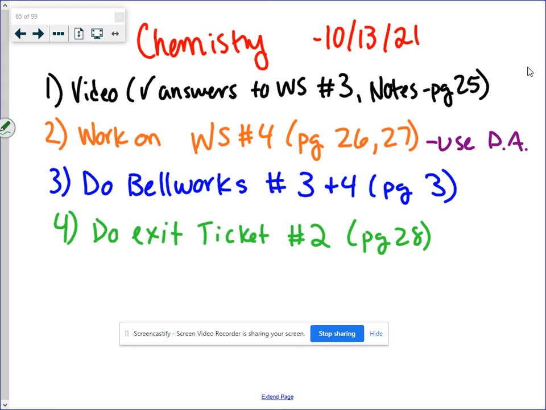That is done. Now what I want you to do is work on worksheet number 4 that extends from pages 26 to 27. Just use dimensional analysis, use DA, use exactly what we've been doing, these practice problems here. In addition to that, I want you to do Bellworks number 3 and 4. There's 2 of them on page 3 that all have to do with what we've been talking about. And then finally, your exit ticket number 2.